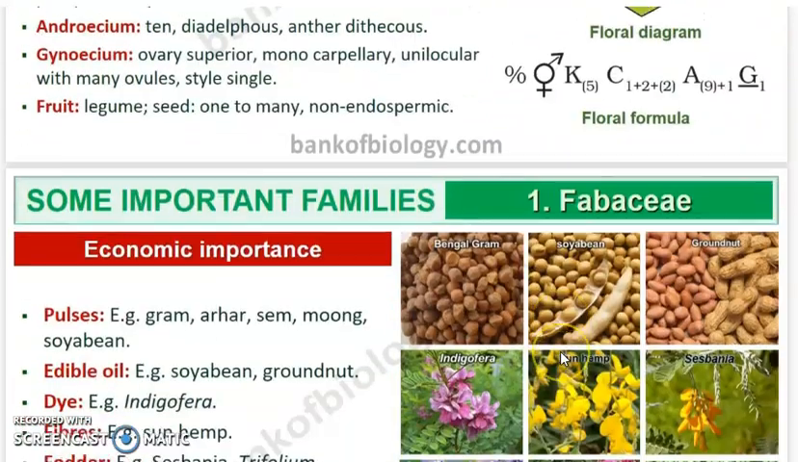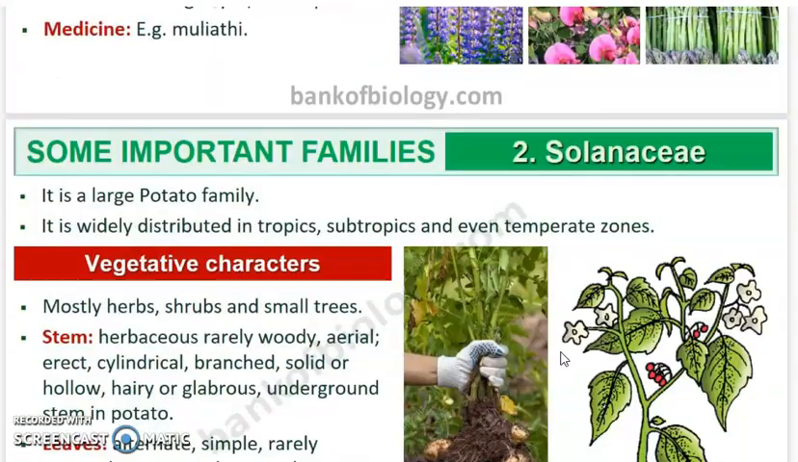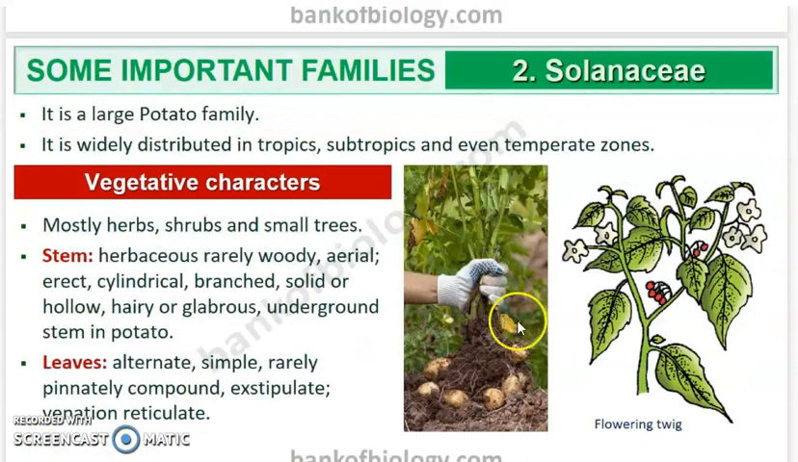Now let us move on to the next family, which is called as Solanaceae family, right? So it is a large potato family, it is a large family, and it is commonly called as potato family. It is a very large family. It means that it includes number of species and different plants. So it is a large family and it is commonly called as potato family.